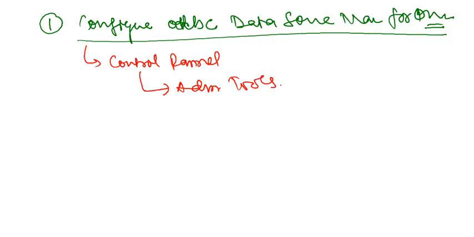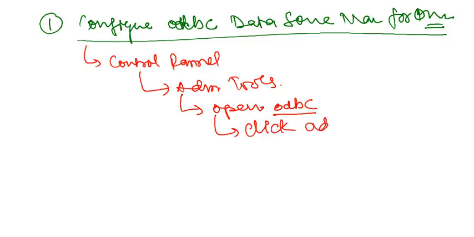In administrative tools, what you need to open is the ODBC, and then again in that you will just click on the add button. Okay, we are clicking on the add button in this. And then under the user DSN, as I already have shown you, under the user DSN we need to provide the other information.